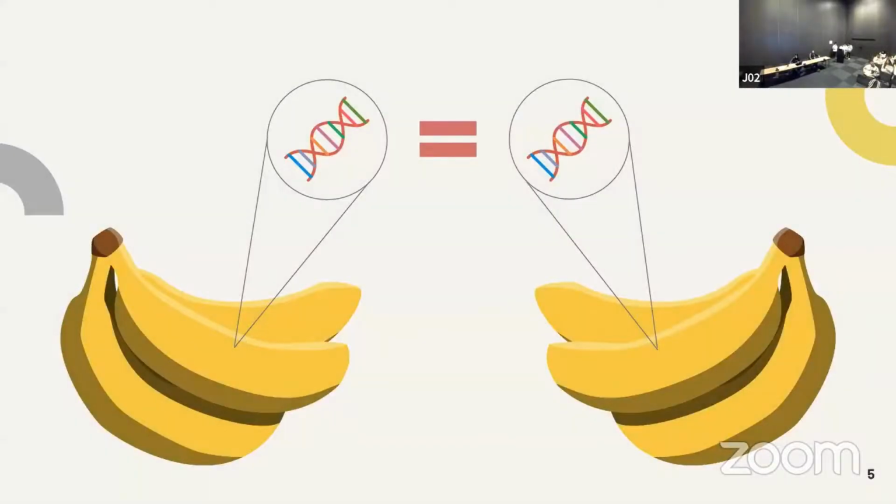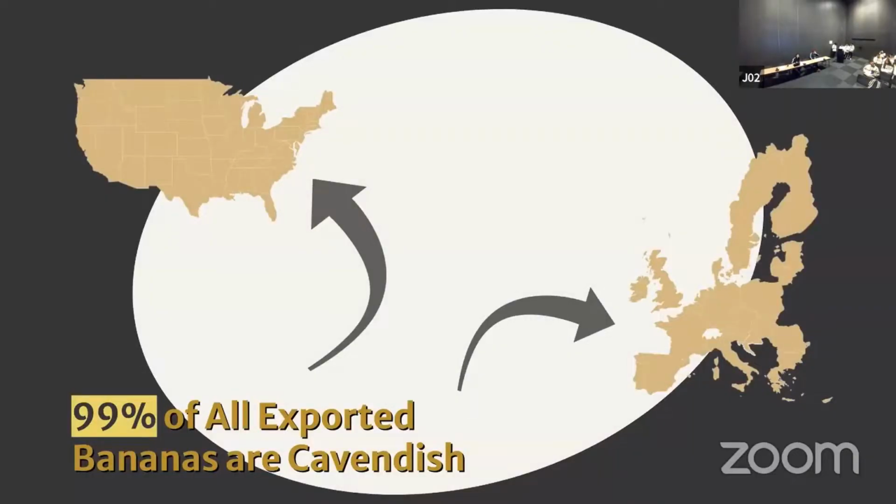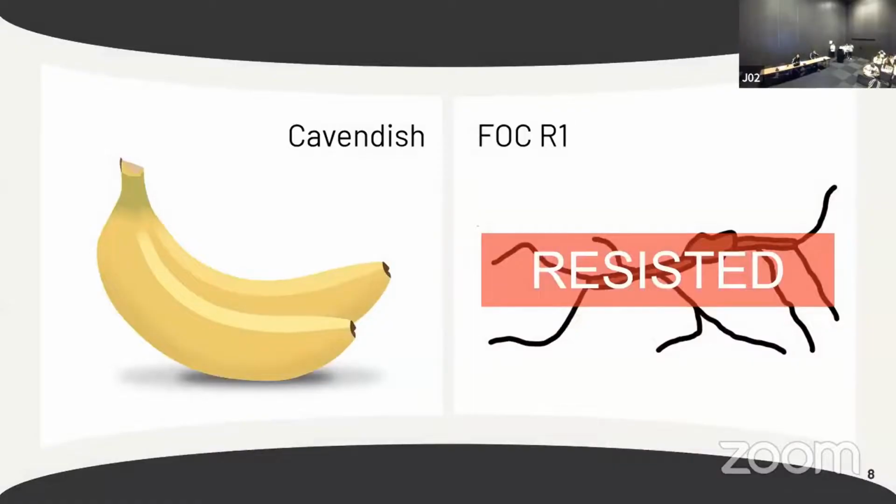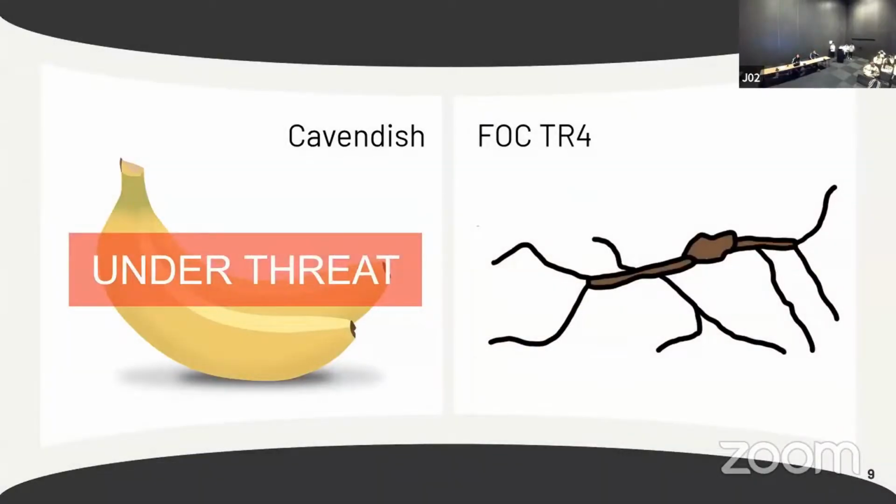Now, for a little background information, what we know as bananas are actually different groups of genetically identical bananas called cultivars. And this lack of diversity leaves them especially vulnerable to diseases such as FOC. One of these cultivars is the Cavendish, which accounts for over 99% of all exported bananas to the US and the EU. And this was actually caused by a similar pathogen called FOC race 1, which annihilated the previously popular Gros Michel cultivar in the 1950s, which forced farmers to switch to the Cavendish, which resisted race 1. But now the same situation is happening again with FOC tropical race 4, and it's threatening to annihilate the bananas.